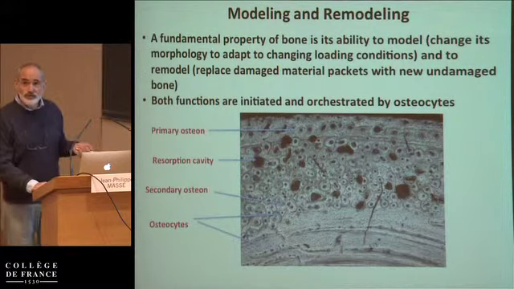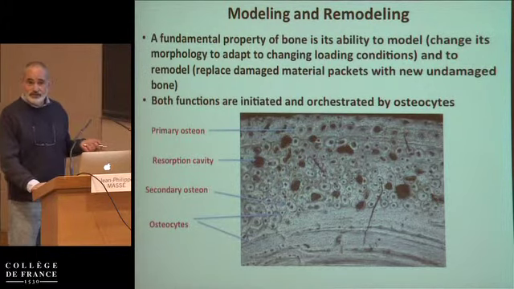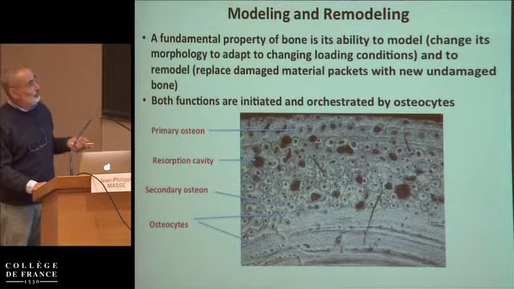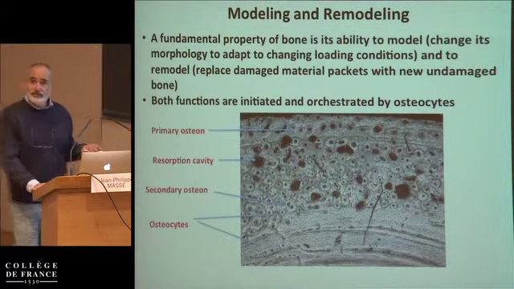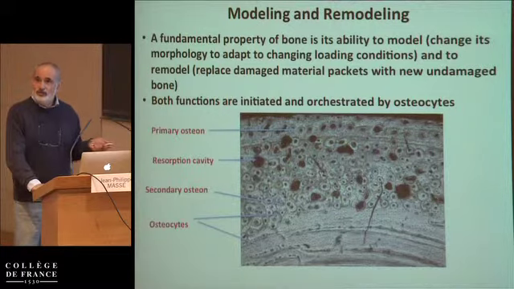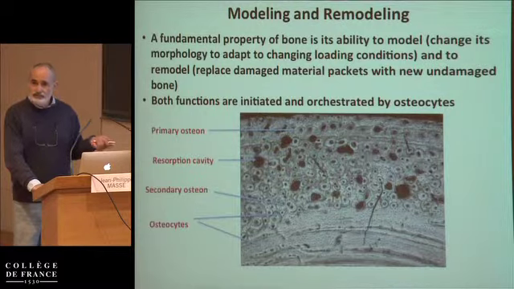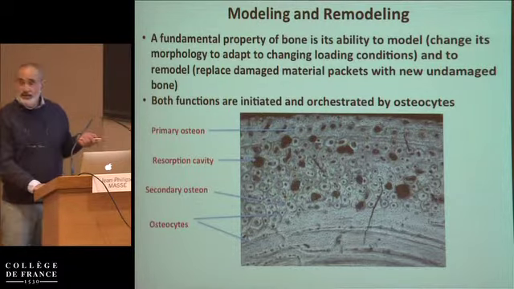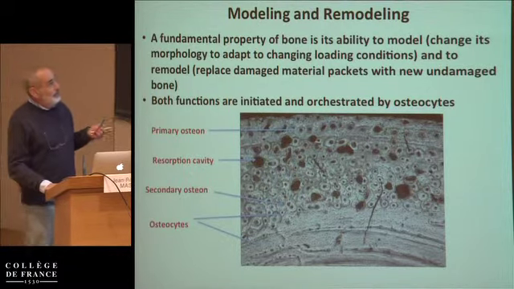Modeling and remodeling are two very basic characteristics, very wonderful characteristics of bone. Modeling implies the ability of bone to change its external shape, its morphology, in response to different needs. So a tennis player, say somebody who didn't play tennis and starts to play a lot of tennis, the bones of his or her arm will thicken considerably, and vice versa.